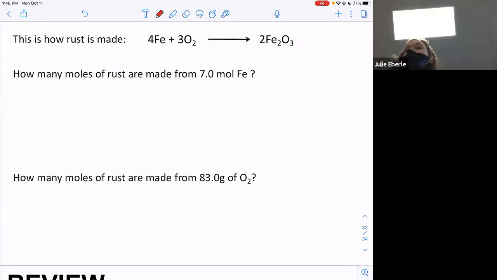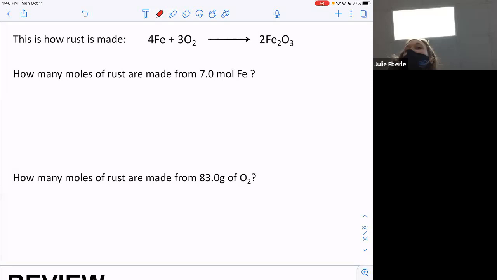So it gives you an equation. This is how rust is made. Iron, when it's oxidized, makes iron oxide, which is your only product here. By the way, what kind of reaction is this? Is it a combination, decomposition? Combination or synthesis, okay? You got 2 things coming together, you get 1 product, so combo.